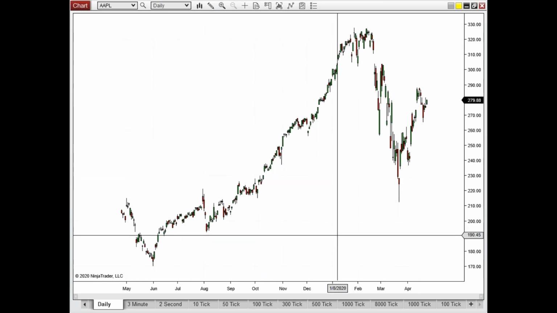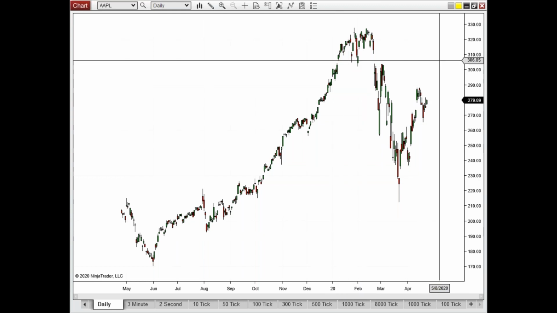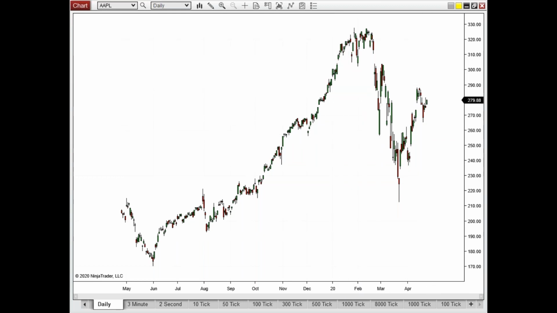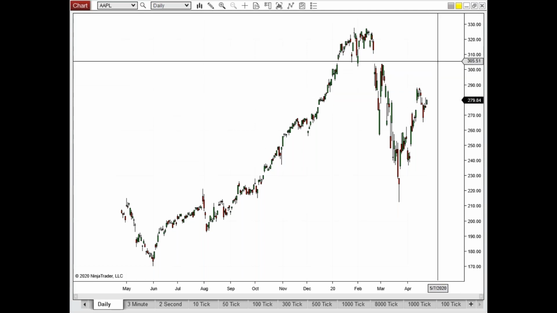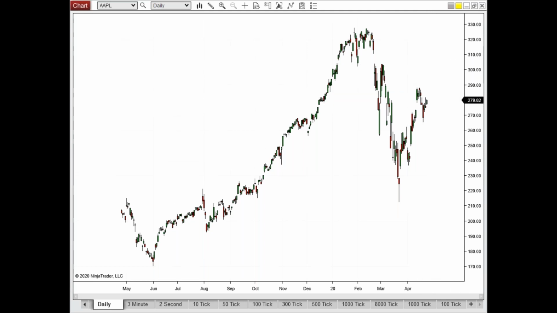Apple's not as good. It's kind of like midway. I think that Apple will have an easier time doing another correction. So it can also still pull up a third wave with the rest of the market. But this zone here is going to be good resistance. So it's going to have a hard time pushing through 300, I think.